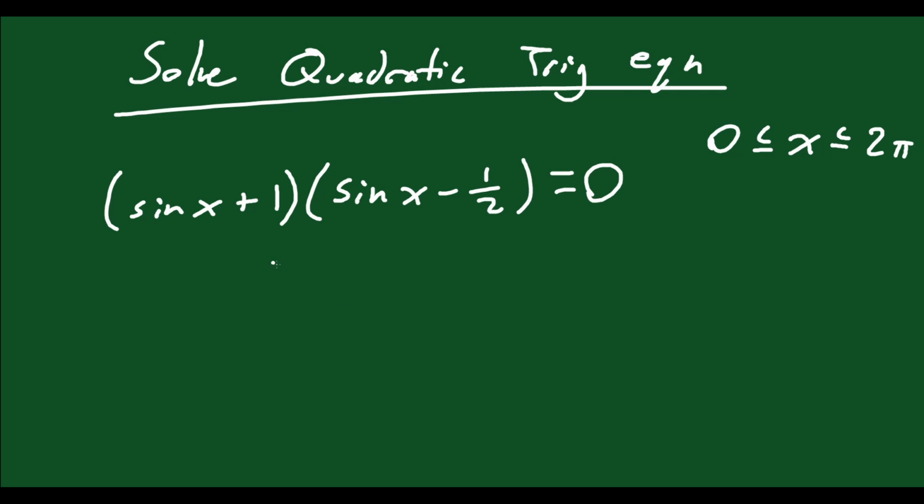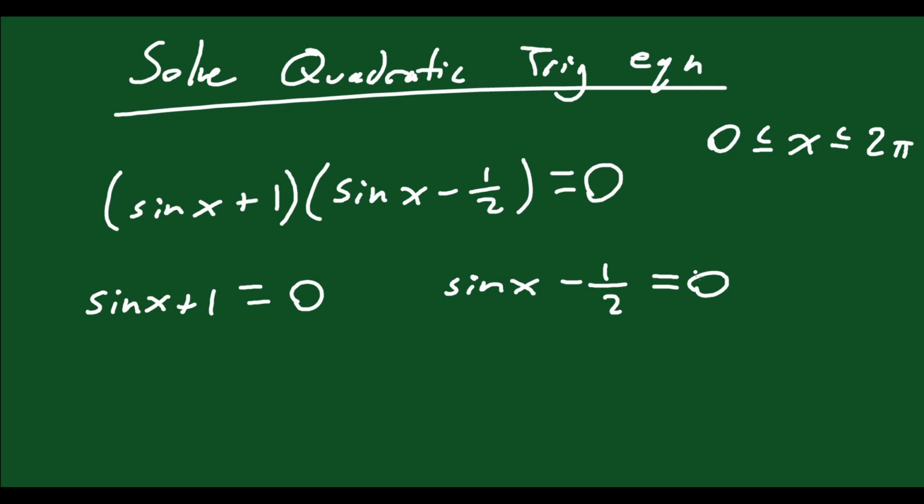Okay, what do I do? Well, this kind of looks like a factored form for a quadratic, right? A bracket times a bracket equals 0. So all you have to do is say, if this bracket is 0, when you multiply it, it'll all become 0. Or when this bracket is 0, and then you multiply, it's all going to equal 0. So I can just set each of those brackets to 0 and solve for x. I can say sine x plus 1 is equal to 0, and sine x minus a half is equal to 0. Okay, so what do we do now? Well, solve for x. So sine x equals negative 1, and sine x equals a half.